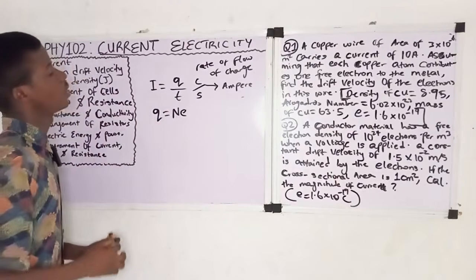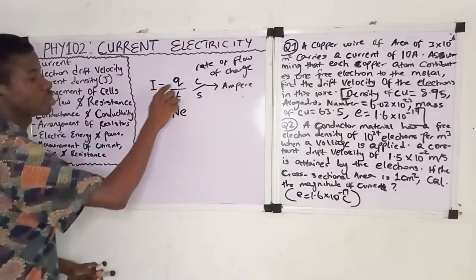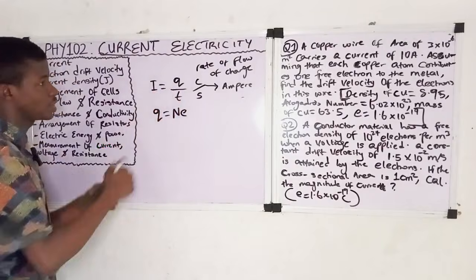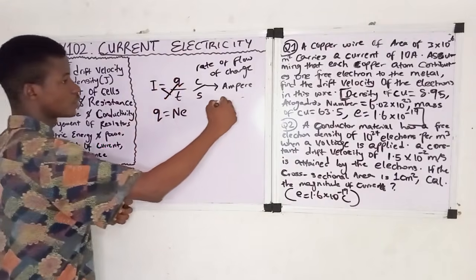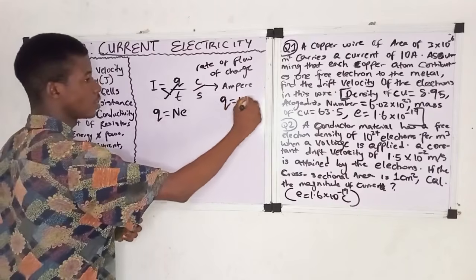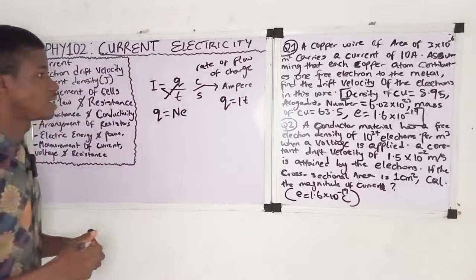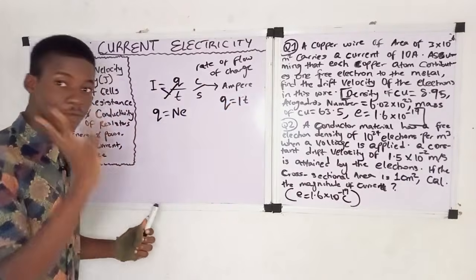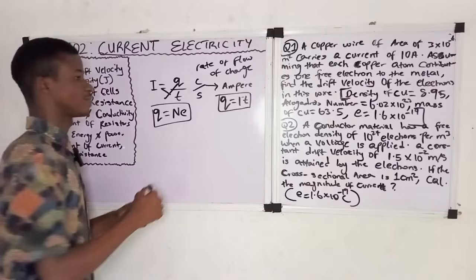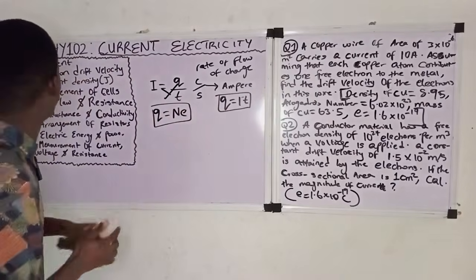Very important. We all know that current is equal to charge over time, right? Now if we make charge stand alone, let's say we cross multiply, charge will be equal to current times time. So you find that we have gotten two formulas for charge: this one, and also this. We'll make use of them soon. Now let's go to the next.